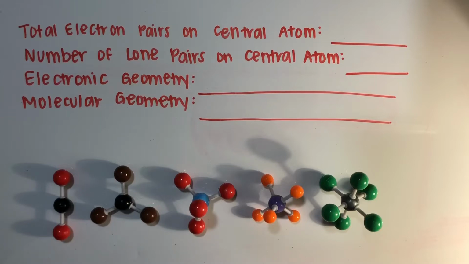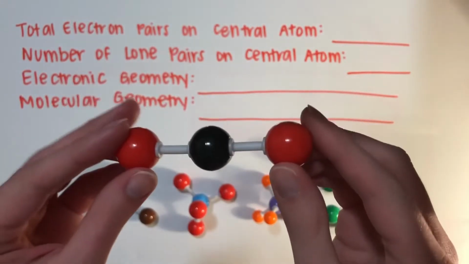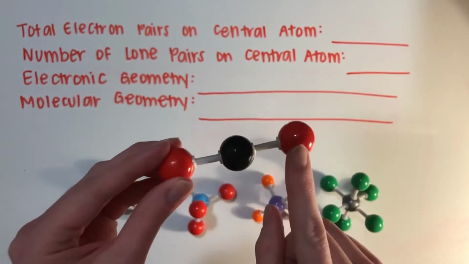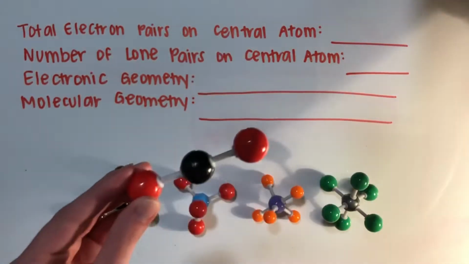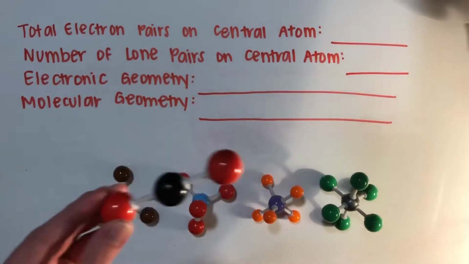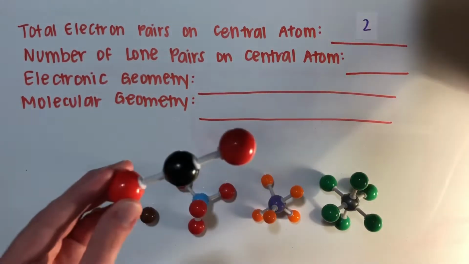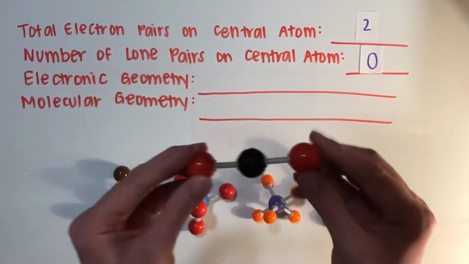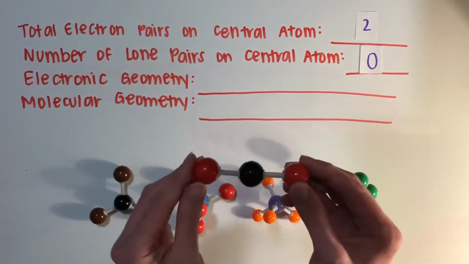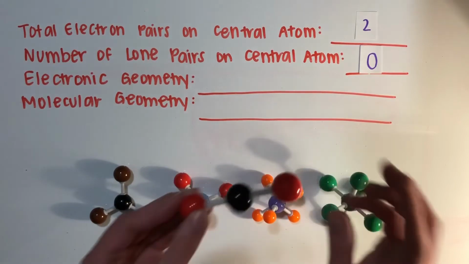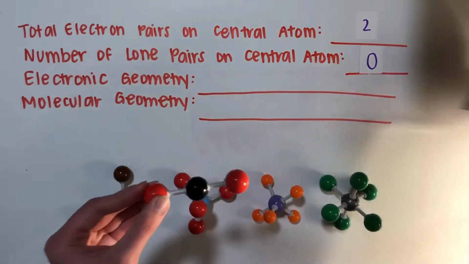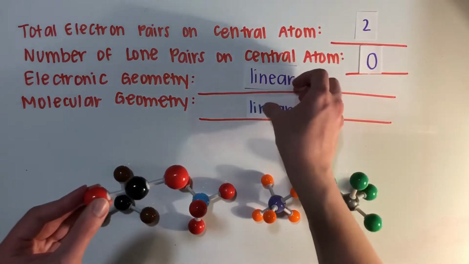Today we're going to learn how to visualize and assign electronic and molecular geometry to molecules. So this one has 2 electron domains because you've got 2 bonding pairs. So that's the first thing we're going to put on here. And there are 0 lone pairs on this because it's only bonded to these 2 things. Therefore, the electronic and molecular geometries are both going to be linear.